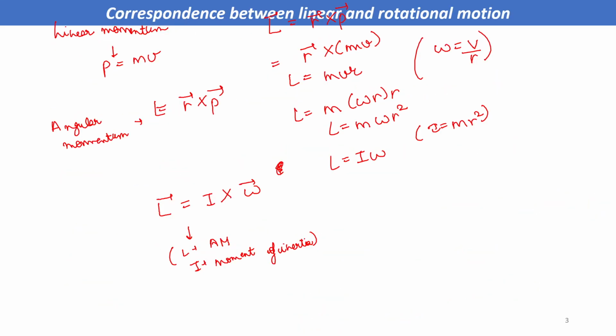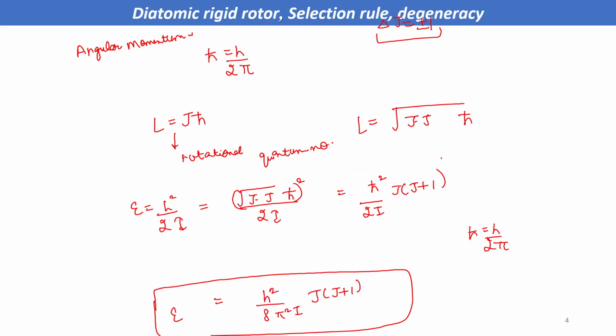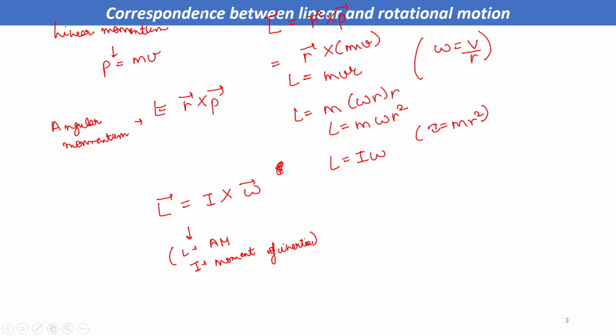Let me just summarize from this. For linear momentum, it is P, which is equal to mv, and for angular momentum, we denote by L, and L is equal to the cross product of r and P. Or if we tell the relation between the moment of inertia and the angular momentum, L is equal to I omega. And what is omega? Omega is your angular velocity. Now we can also see how we can write this formula, L equals I omega.